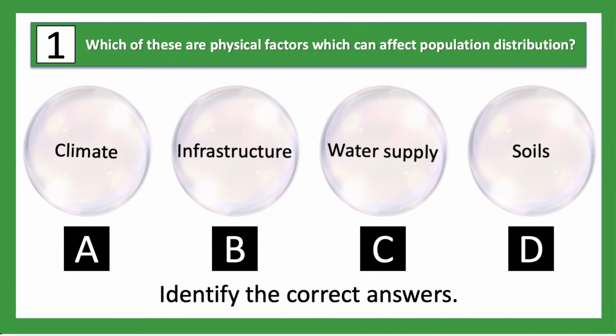Well, we're going to start with the bubble quiz. In case you haven't seen how the bubble quiz works, there are 4 possible answers. All 4 could be correct, or all 4 could be incorrect, or any number of them could be correct: none, 1, 2, 3, or 4 of them. So the first question is, which of these are physical factors which can affect population distribution? Read the question carefully and give us your answers. You're either writing none, or A, or B, or C, or any combination. Off you go.